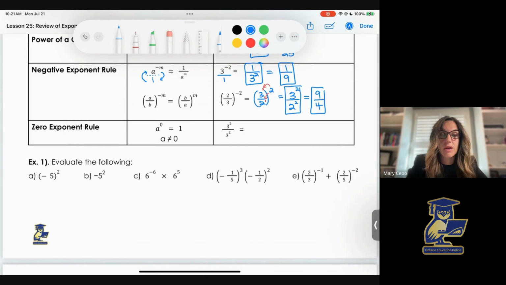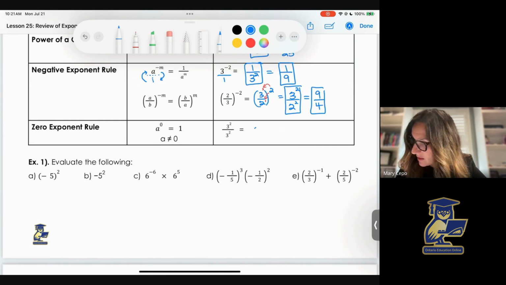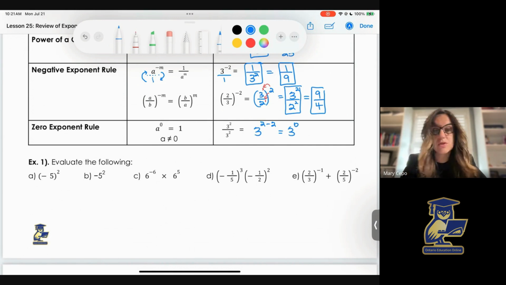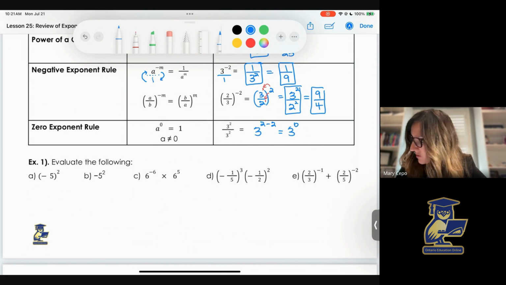So in this case, we have 3 to the power of 2 divided by 3 to the power of 2. We are using the quotient rule because we're dividing powers with the same base. They both have a base of 3. We can take 3 to the power of 2 minus 2. Well, we know 2 minus 2 is 0. To evaluate 3 to the exponent of 0, it will equal 1.